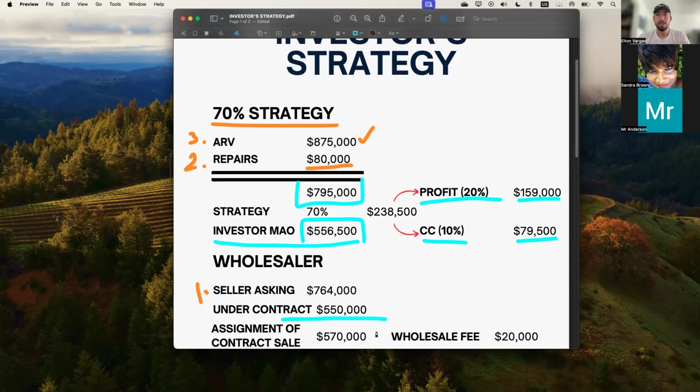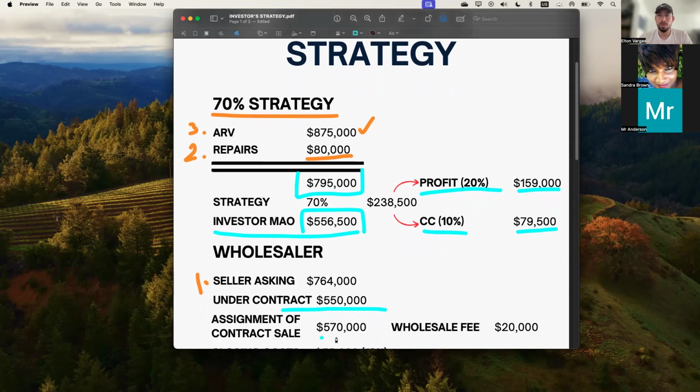After that, once you get the property under contract, what you're going to be doing is called an assignment of contract sale. That is where you start pitching your property over to your investors and let them know how much you're asking for. And you might be asking, well, why would I do it for $570,000, when the most that the investor is willing to pay is $556,000?